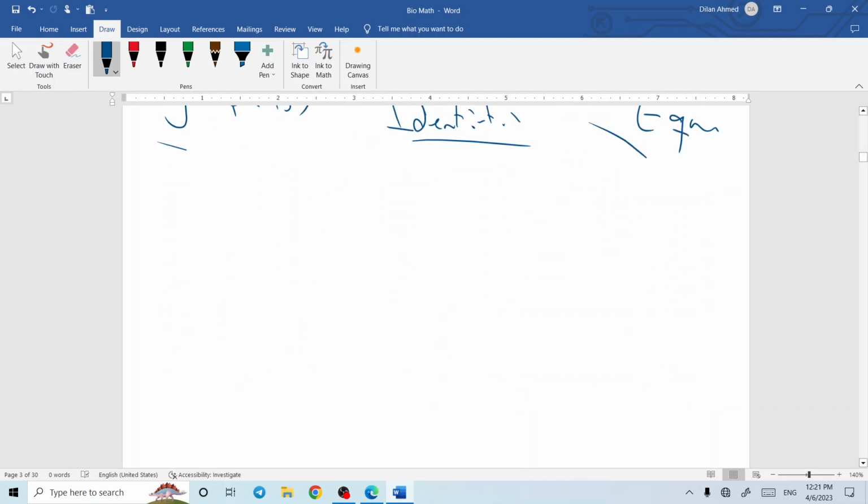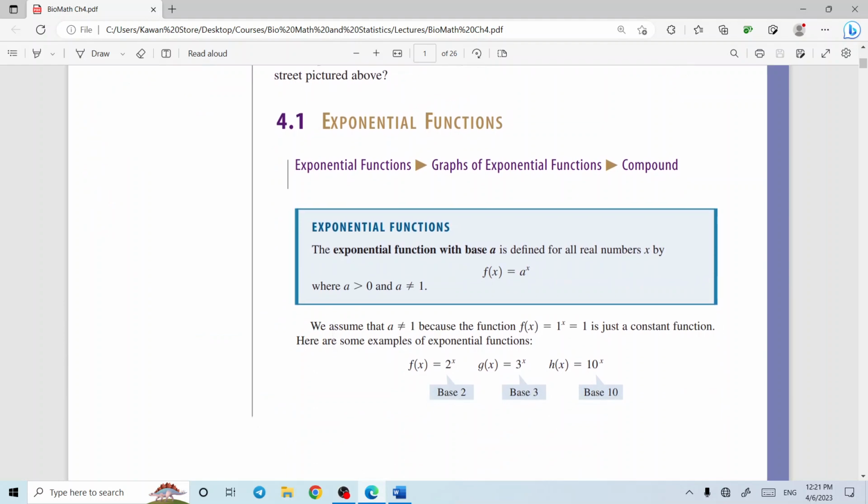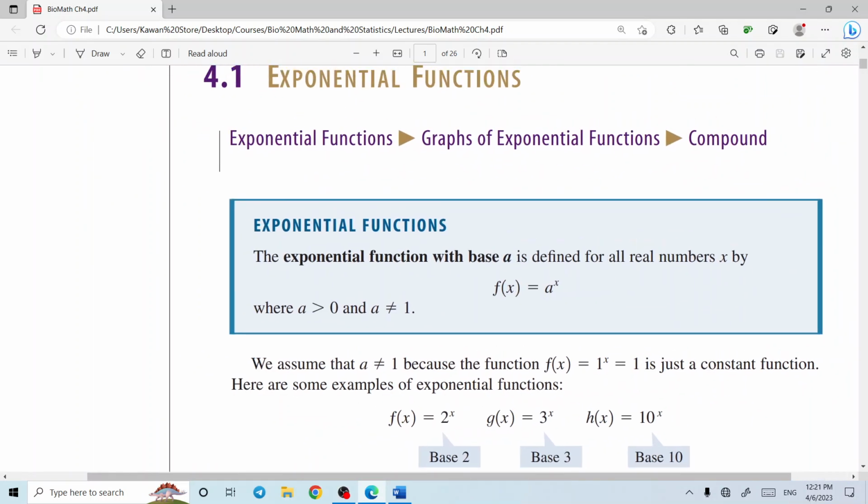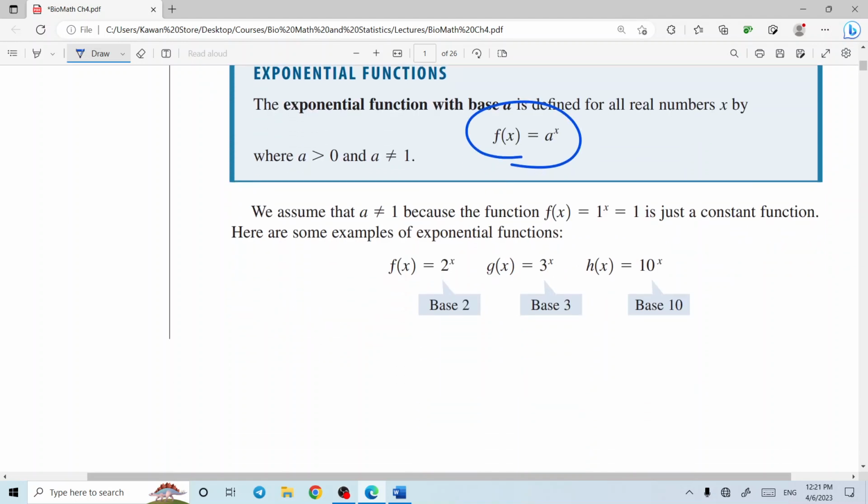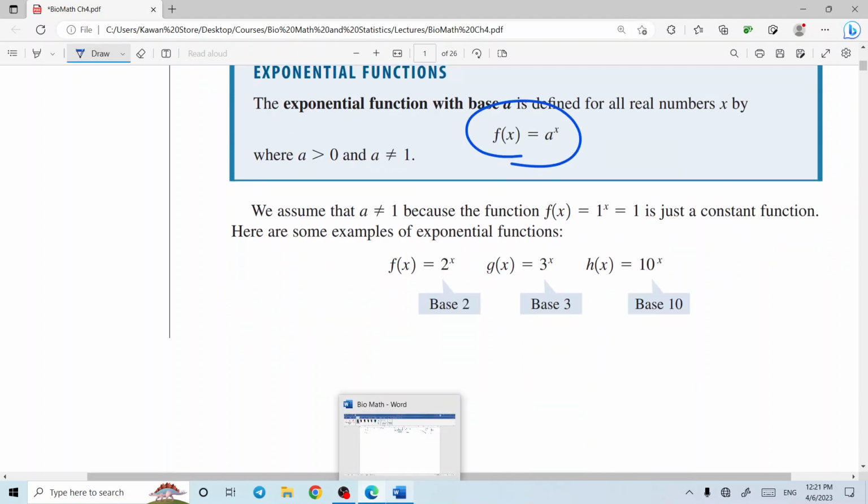Let me start with the first example. We have exponential, we have a to power x. Maybe I will ask you to graph 2 to power 5. So maybe I'm going to ask you 2 to power 5. How do we find 2 to power 5? How do we sketch 2 to power 5? Or 3 to power, which one of them?